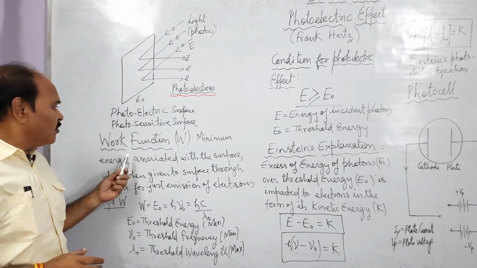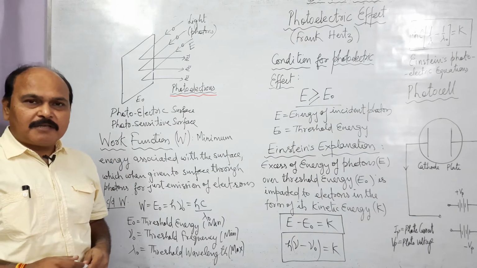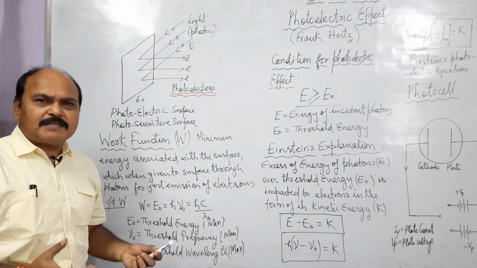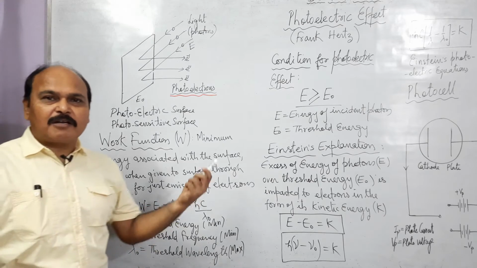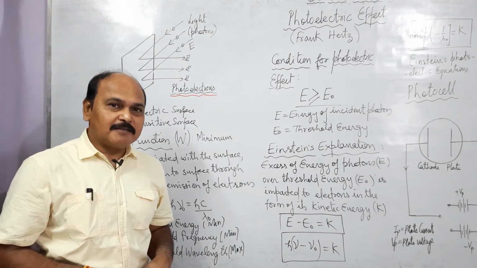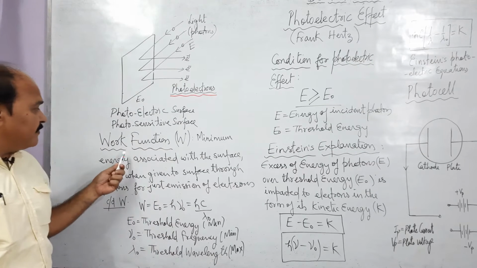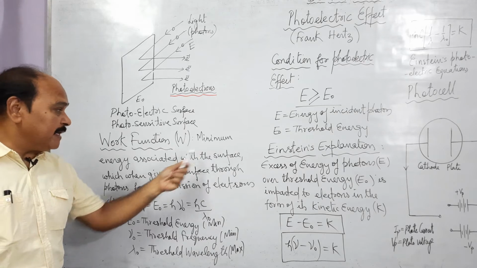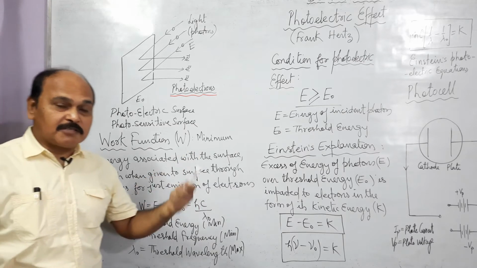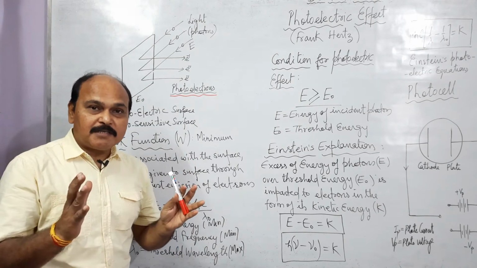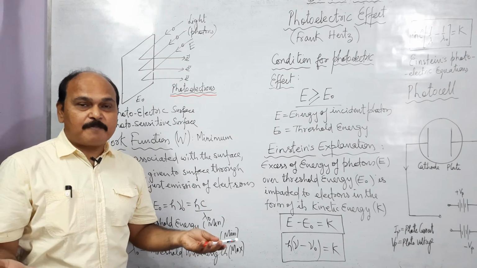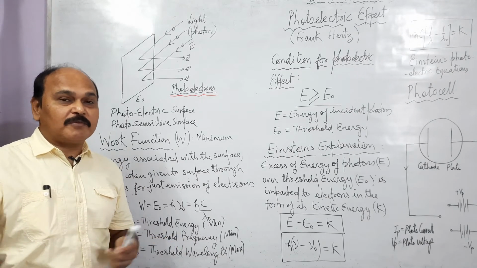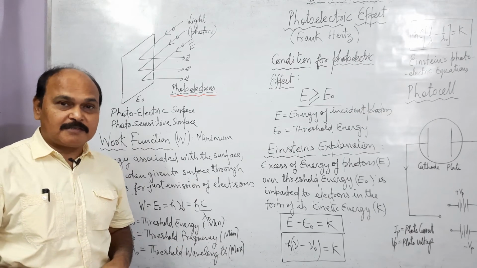Well, what is work function? Every surface doesn't give out electrons when the light falls over it. So why is it that certain surfaces give out electrons when light falls over it? It is simply because every surface is associated with some minimum energy which, when given to the surface, the electrons are produced. Electrons are given out from the surface.